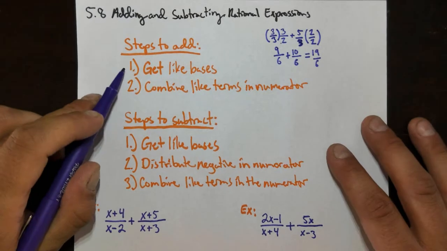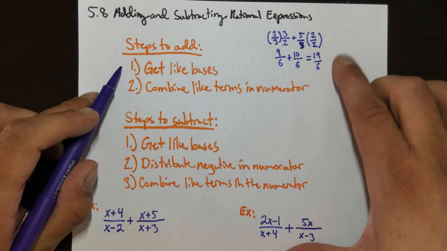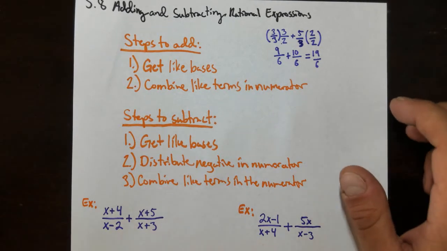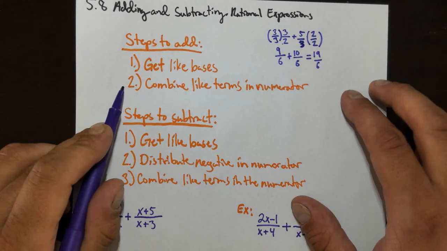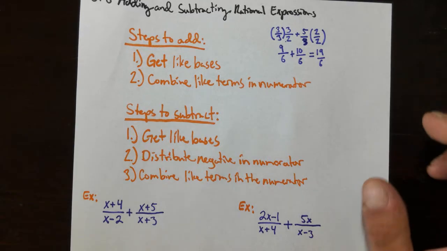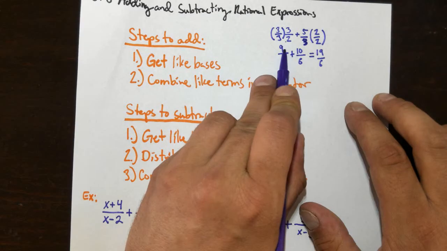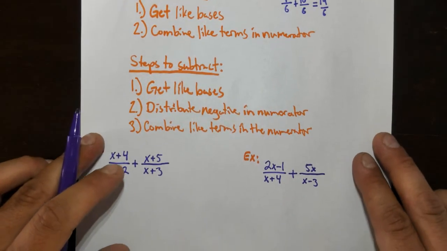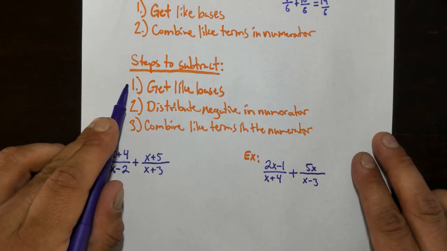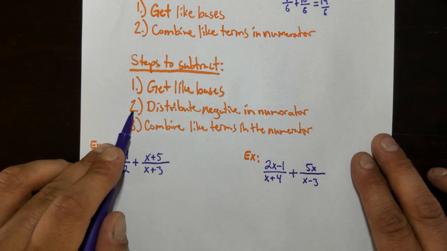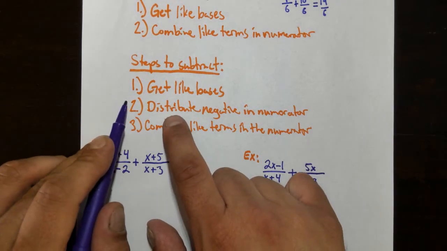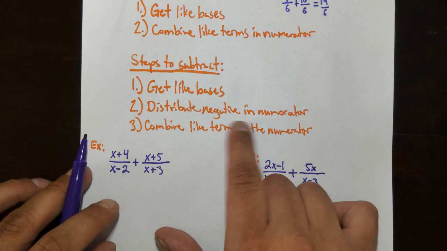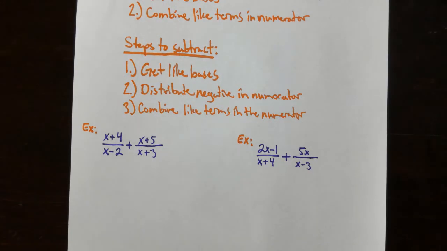So let's talk about the steps to add. The first step, we need to get like bases, just like what we did. It's going to look slightly different since we're working with polynomials or rationals here. And then the second, combine like terms in the numerator, just like what we did up here. Subtracting is slightly different. The first step, we need to get like bases as well. But once we have like bases, we have an extra step, and that's to distribute the negative in the numerator. Once we do that, then we can combine like terms in the numerator.